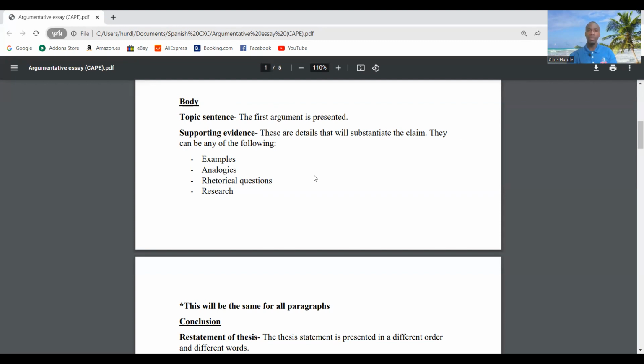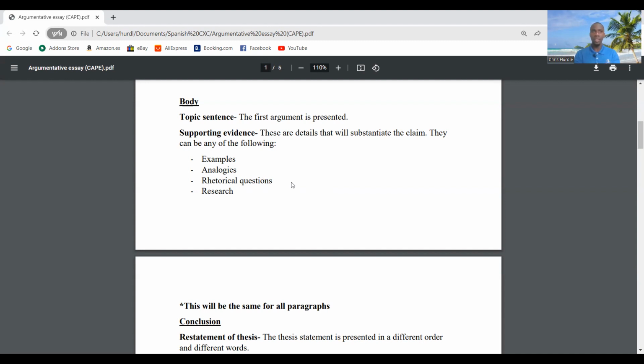They can be any one of the following. So examples, analogies, and an analogy is where you compare one situation to another in order to explain or clarify, right? You already know about rhetorical questions and, of course, research, right? So these are going to be details that will substantiate the claim.